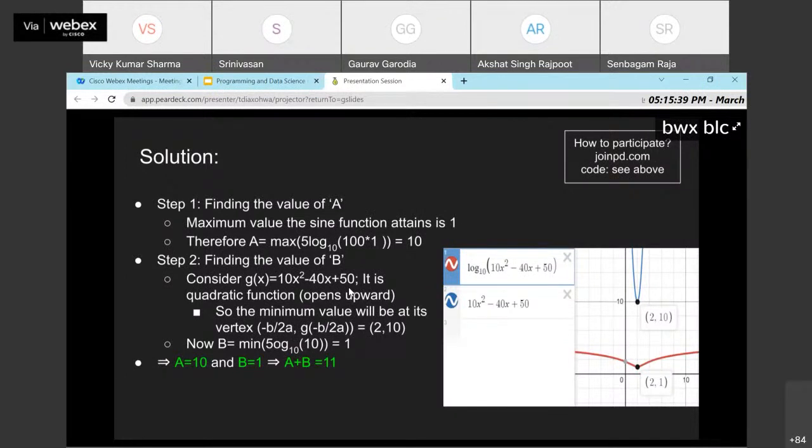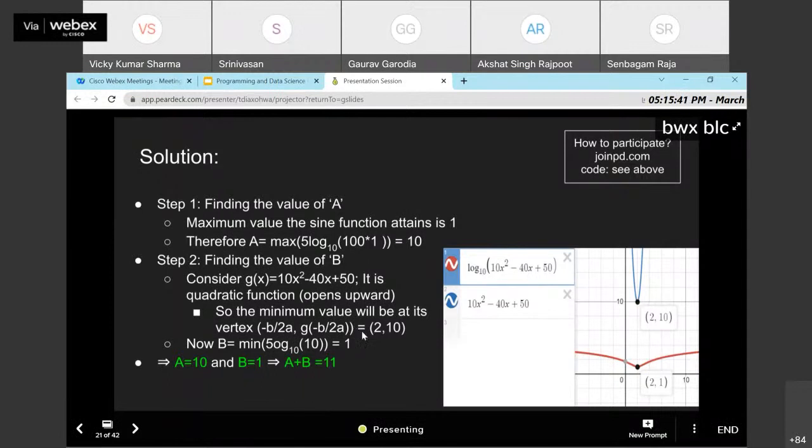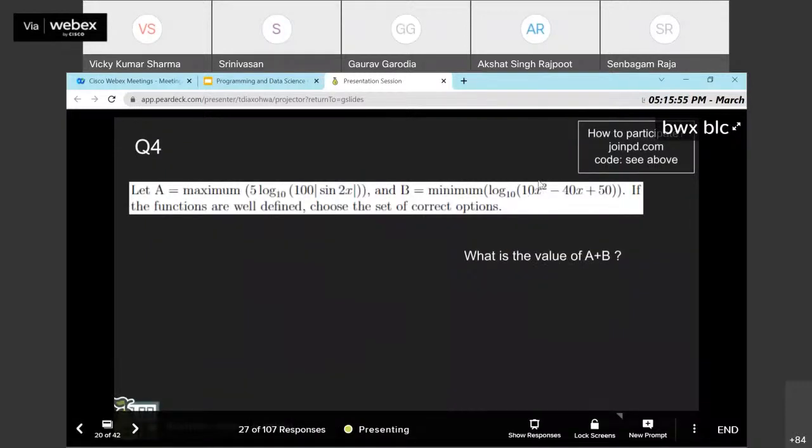Okay, and then you find out what is this ABC from there, and then substitute this value in order to get the vertex. So you see, you got this vertex which is at 2 comma 10. So what is the value you are getting from here? 10, right? So you just have to substitute here, because you see in B it says it's log of this value. So minimum value you are getting is 10. So you can substitute this.